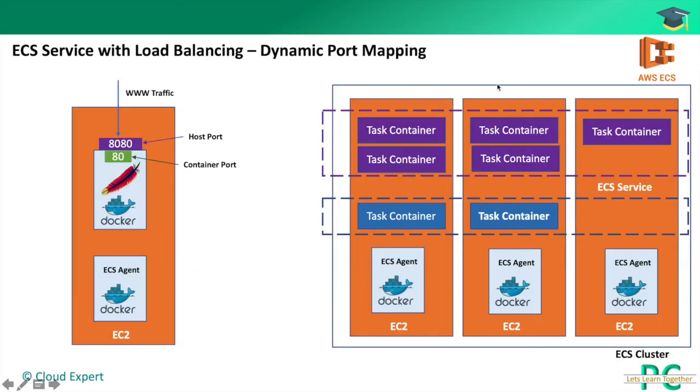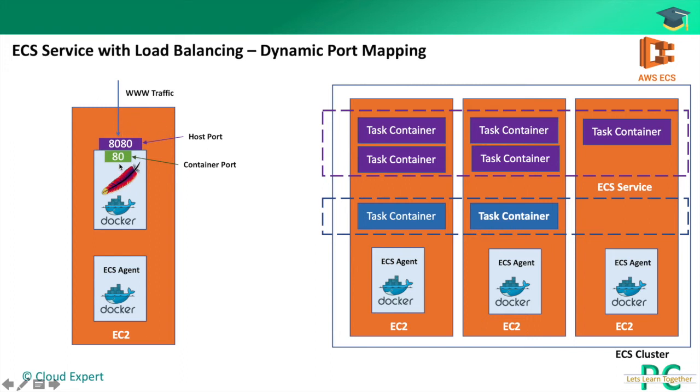Let's understand the concept of port binding. When you launch a container inside an ECS cluster, the container will have two ports, one container port and the second is the host port. The mapping between the container port and the host port is called port mapping or port binding. Now the host port will be used to expose the application to the outside world. Now when www traffic comes and lands on your host port, Docker knows how to route the traffic to the specific container.